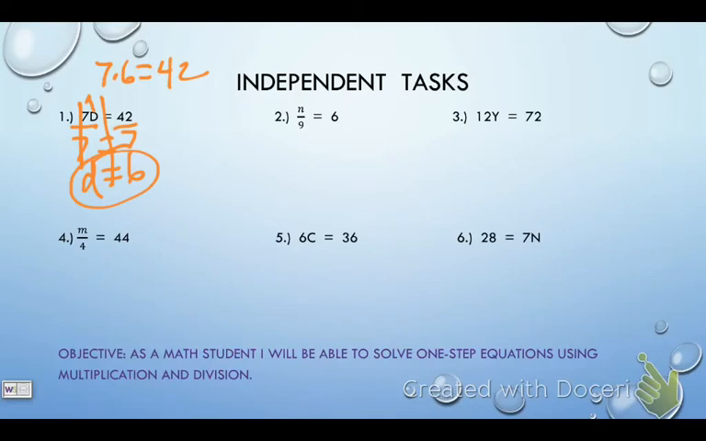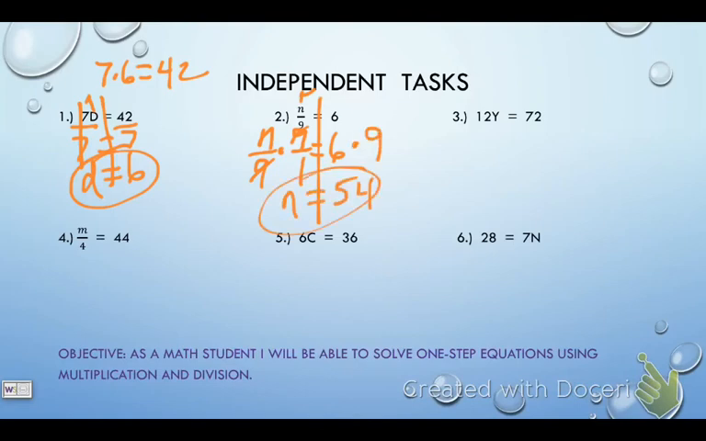All right, number 2. Number 2 is a division problem. Here is the variable right there. All right, there we go. And since that's division, we're going to do the inverse, which is multiplying both sides by 9. All right, 9 and 9, they cancel each other out. And we want to do the same thing to both sides. So n equals 54. All right.